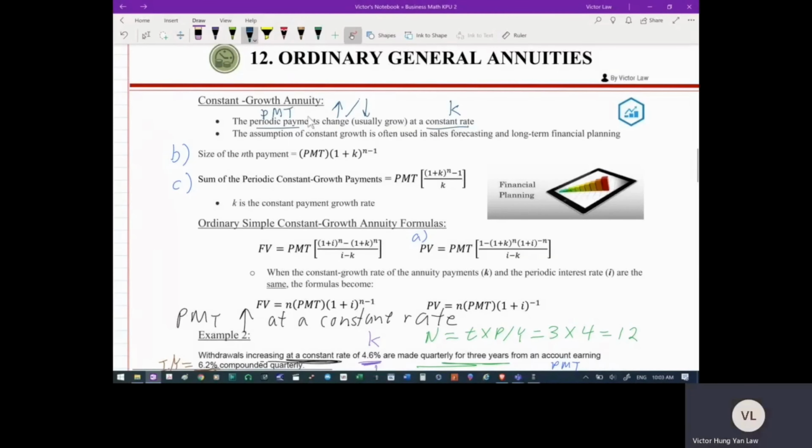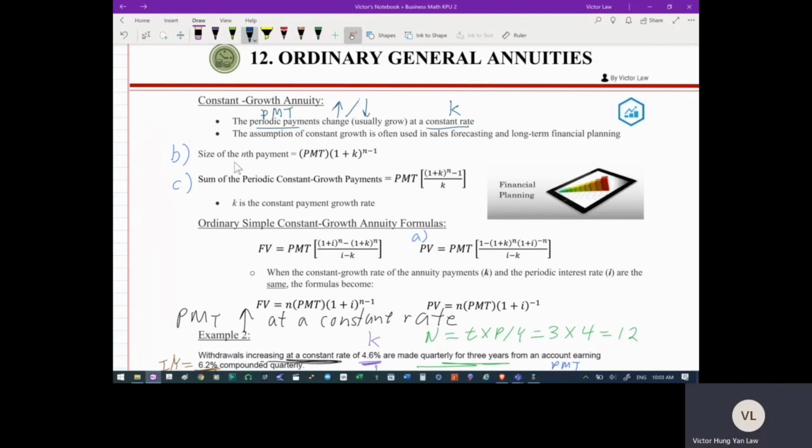And what that means is that our periodic payment, our PMT, increases or decreases at a constant rate K. So the constant rate that we're saying is that it changes at a rate of K per period. So the K is for per period. So every period, it either increases at a constant rate of K or it decreases at a constant rate of K. And we have a bunch of formulas here.